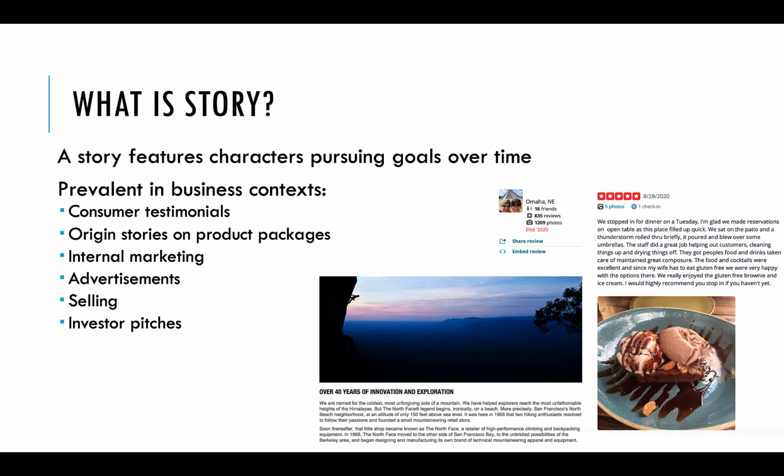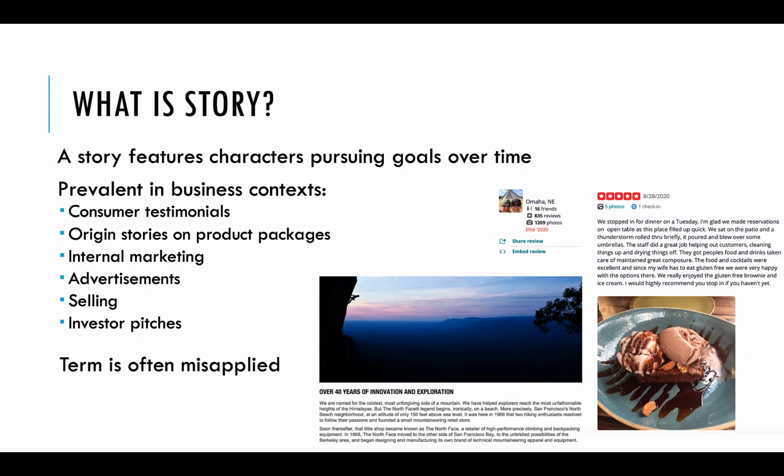We see them in advertisements. We'll have some examples subsequently describing either a fictional or a real consumer experiencing the product. In terms of selling, professional selling agents, when they're talking to consumers, can describe other consumers' testimonials, their past experiences with products, and investor pitches. If you go to CrowdRise or other fundraising platforms, oftentimes you'll see a story behind the pitch and why people should buy into this idea that people are seeking money for.